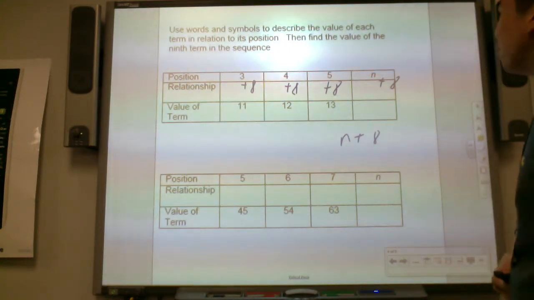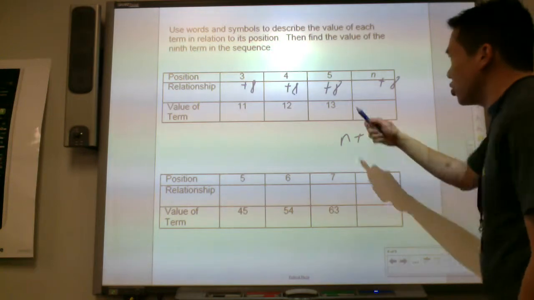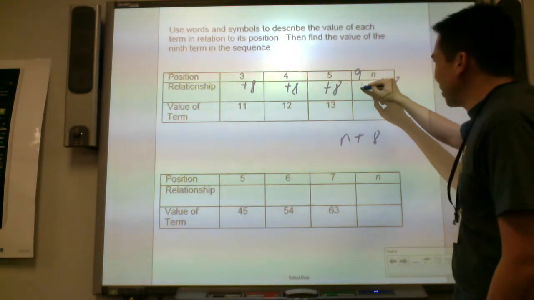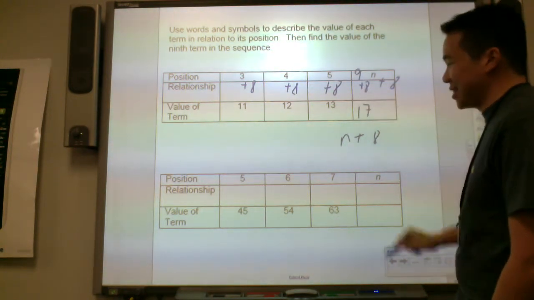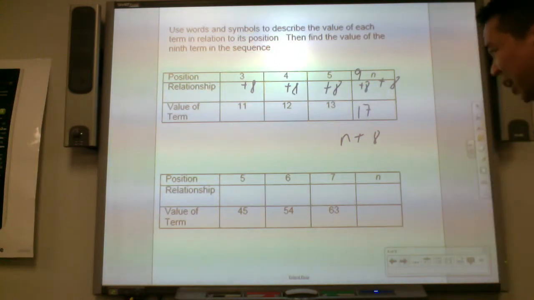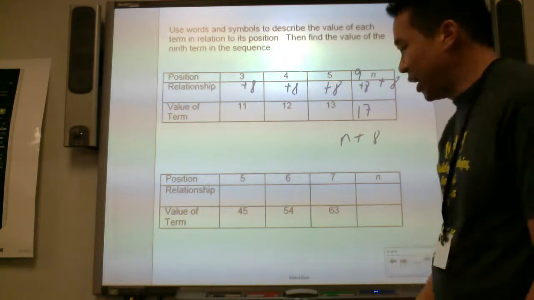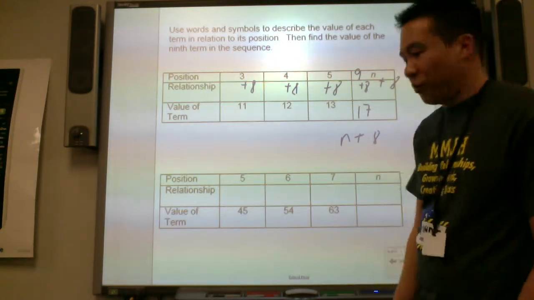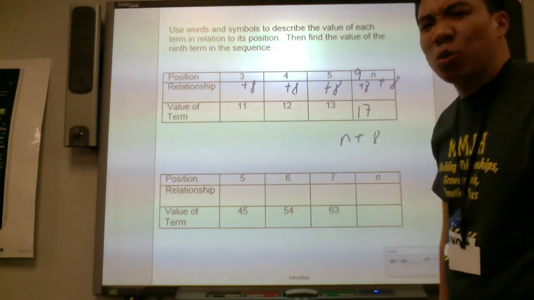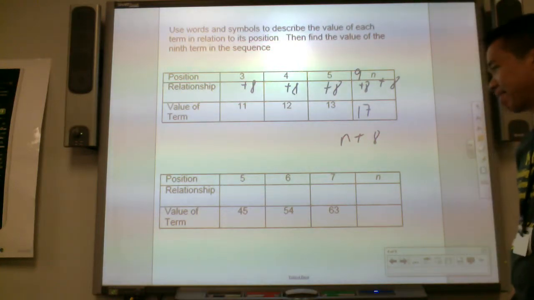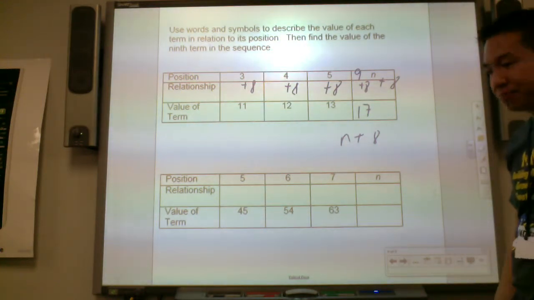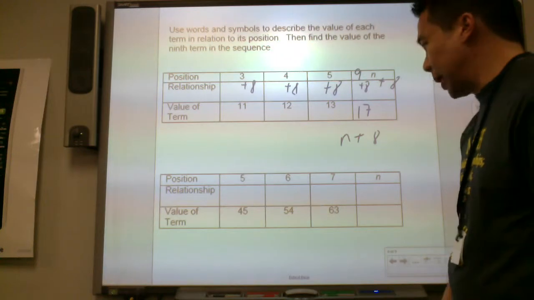And then the question is, find the value of the ninth term. So 3, 4, 5, if it's the ninth term, and we keep on adding 8, the ninth term will be 17. Next one. The fifth position, or fifth number, will be 45. The sixth number will be 54. The seventh number is 63. What is the relationship here? What's happening here? Well, it's increasing by adding or by multiplying?